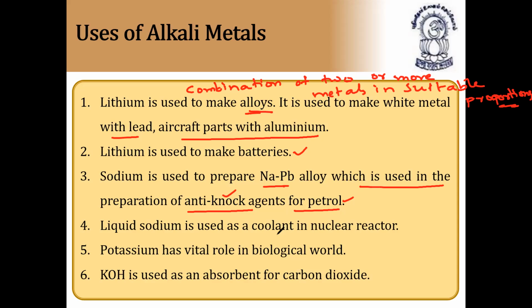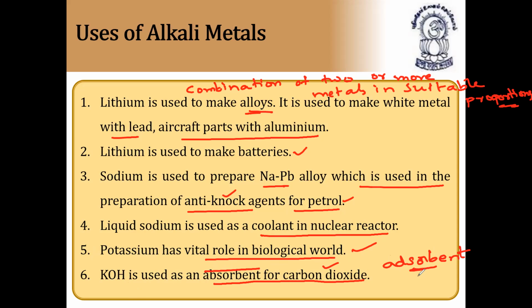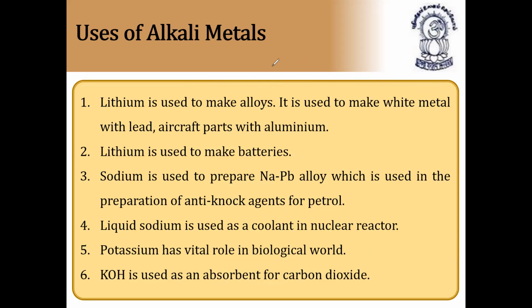Liquid sodium is used as coolant in nuclear reactor. Potassium has vital role in the biological world. Potassium hydroxide is used as absorbent for carbon dioxide. It is not absorbent, it is adsorbent. Adsorbent means which can prevail on the outer surface. So potassium hydroxide is used as an adsorbent for carbon dioxide. It can absorb carbon dioxide gas. So these are the main uses of alkali metals. Still we'll do more about it.